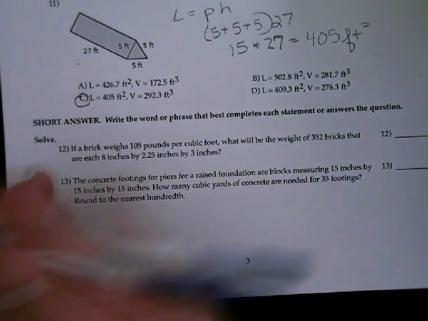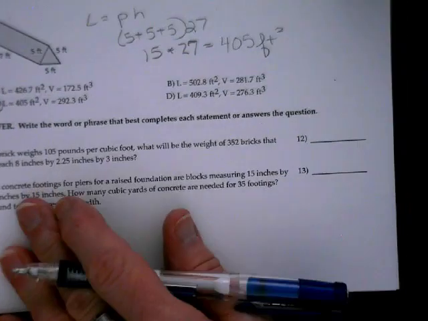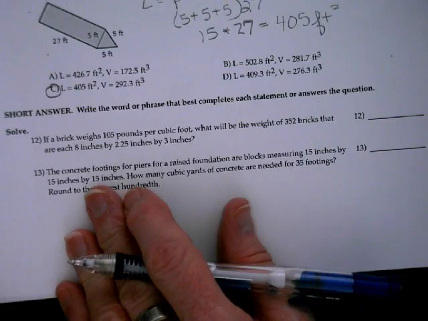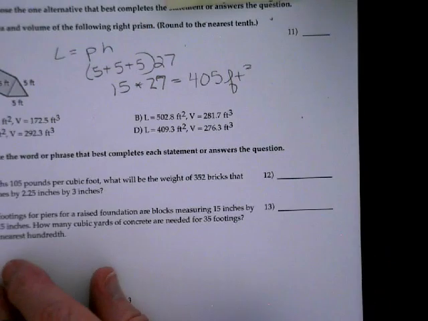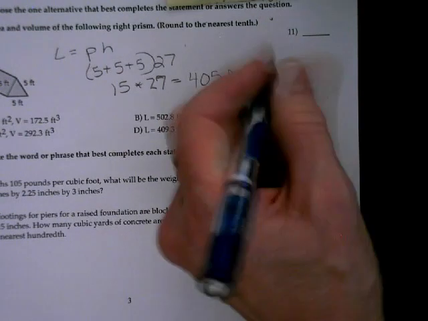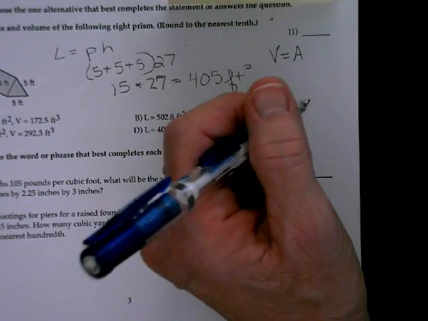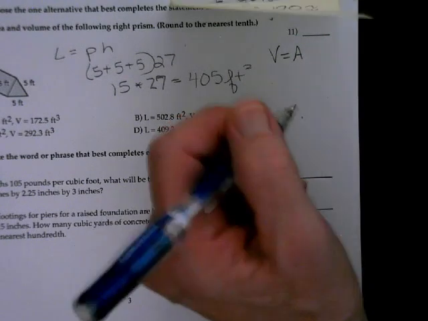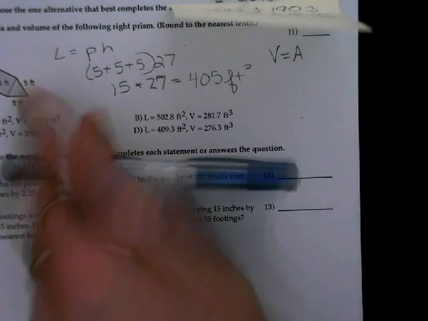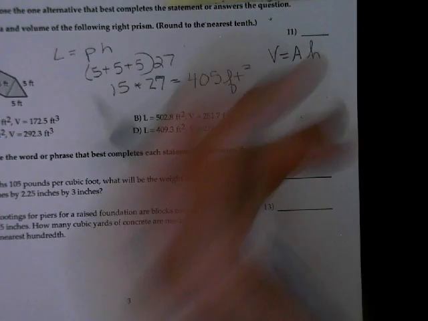And let's figure that out. Am I still in the picture? Yep. 405 feet squared? Yep. Okay, there's only one with that, but let's go ahead and do the volume because we can. It's good practice.